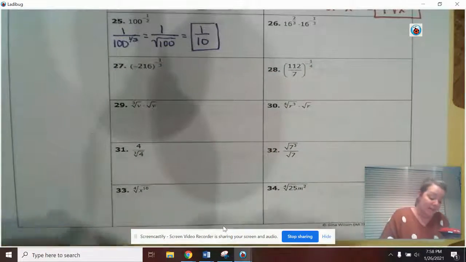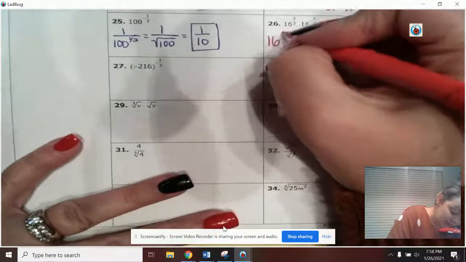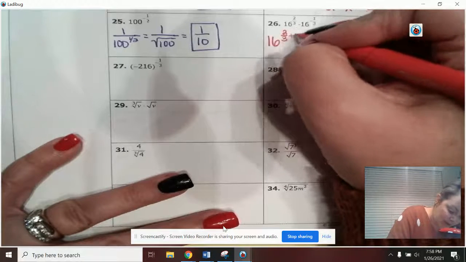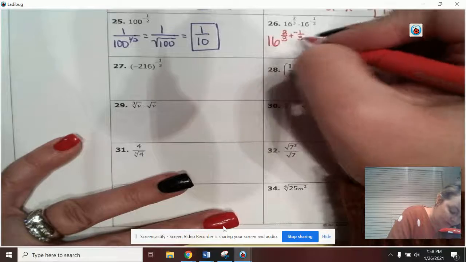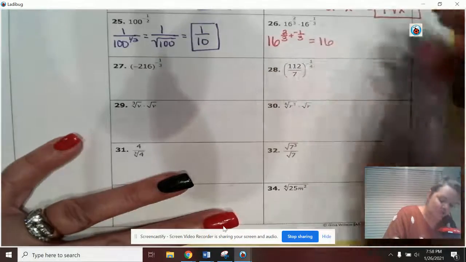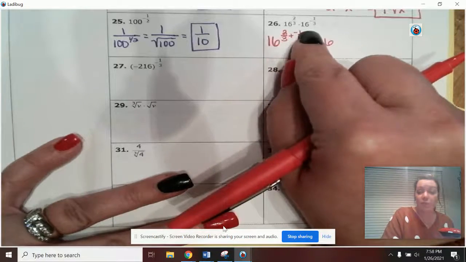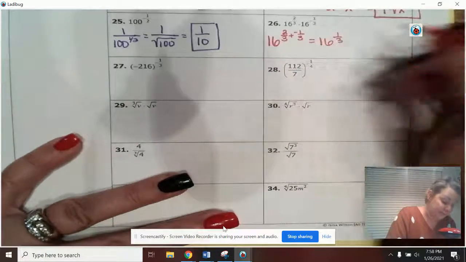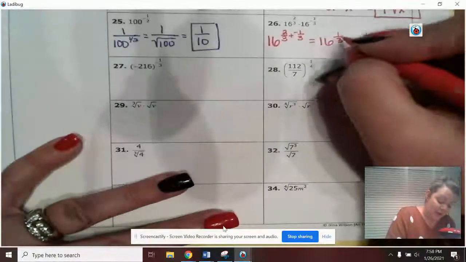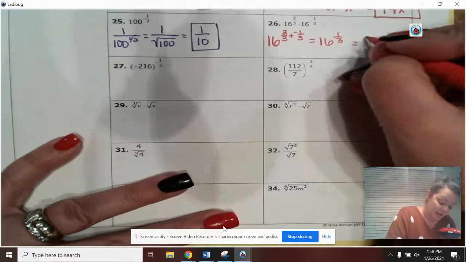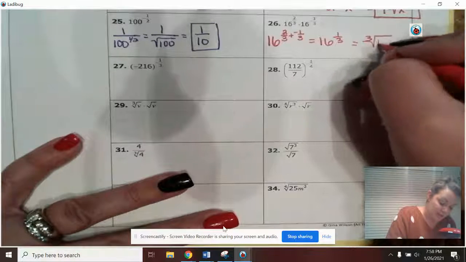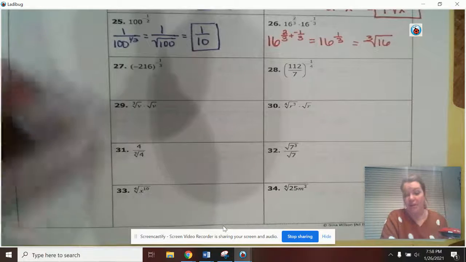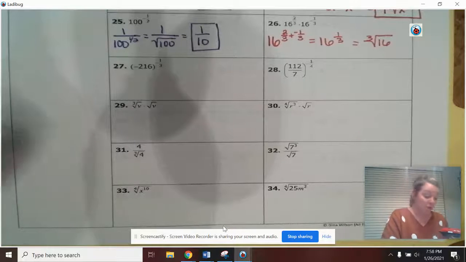So this is going to be 16 to the 2/3, and it's plus, right? Negative 1/3 is 16 to the 2 plus negative 1. Well, it's just 2 minus 1, which is 1. So 1/3. And when I put it back into radical form, the number on the bottom is my root. So this is the cube root of 16. The cube root of 16 is not a nice number, so I'm just going to leave it cube root of 16.